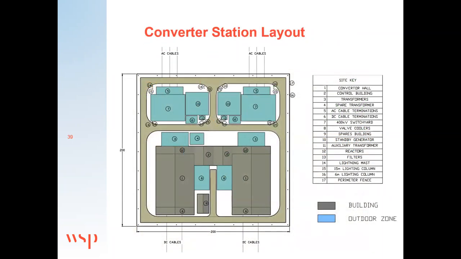What will the station look like? This is a plan we developed on behalf of the client, a layout of the station. I won't go through it in tremendous detail, but you can see there are two essentially large buildings here and here that contain the power electronic equipment, the converter halls, with the DC at the south end and the AC reactors at the north end, coupled into the transformers. If you remember, we had transformers to couple the AC and DC networks.